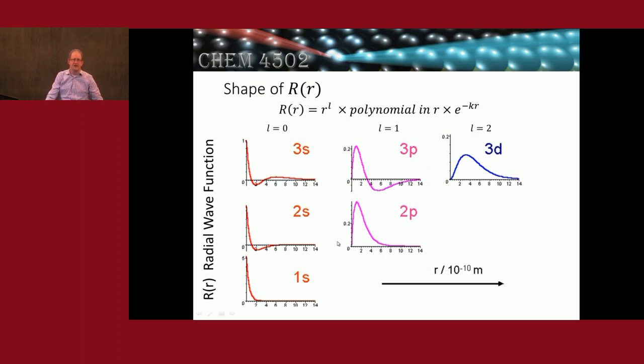Now, let's take a look at this. For the s orbitals, you can see that the radial wave function is some finite number at the nucleus, whereas for L equal to 1 and 2, it always goes to 0 at the nucleus. And that's because of that centrifugal barrier that we were talking about.